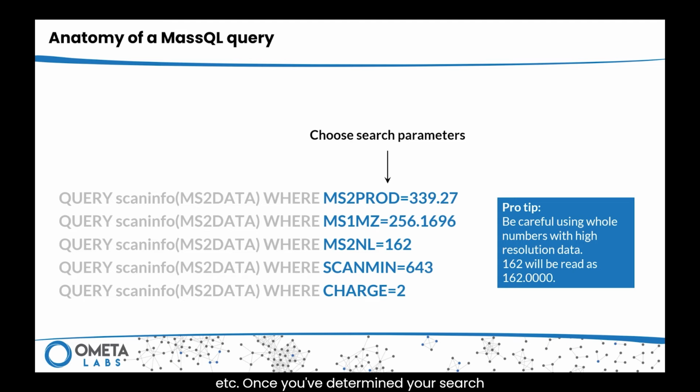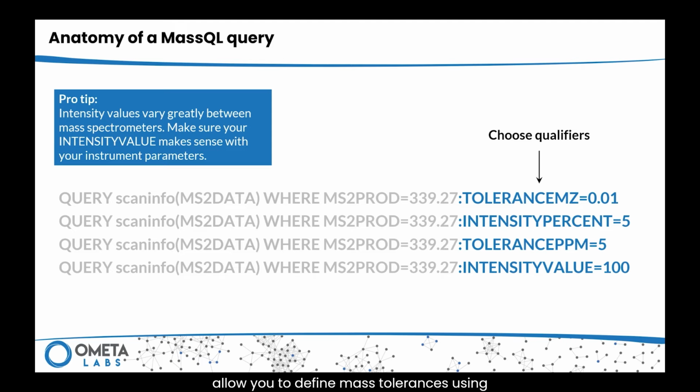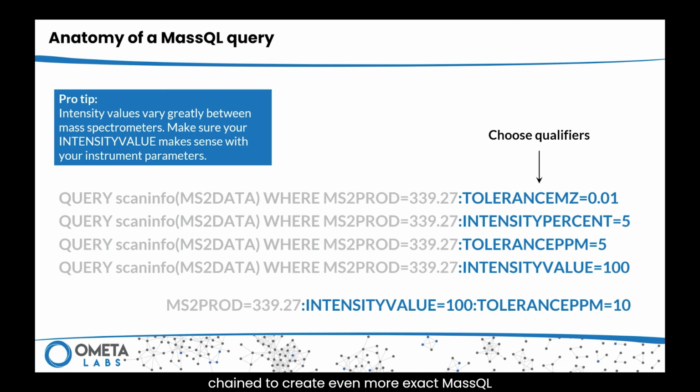Once you've determined your search parameters, you can then refine these parameters using qualifiers. Qualifiers allow you to define mass tolerances using terms such as tolerance MZ or tolerance ppm, and minimum intensities using terms such as intensity percent and intensity value. These qualifiers can be chained to create even more exact MassQL queries.